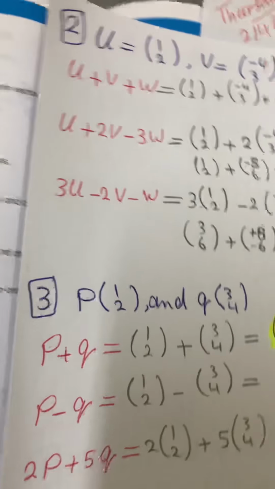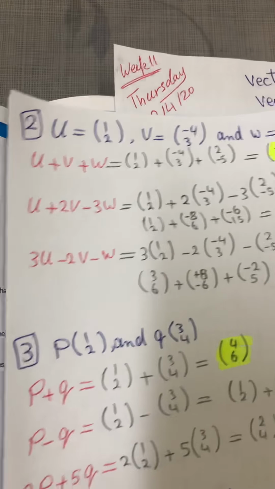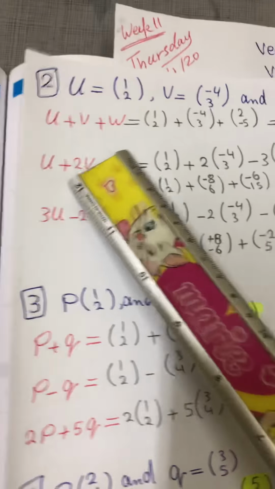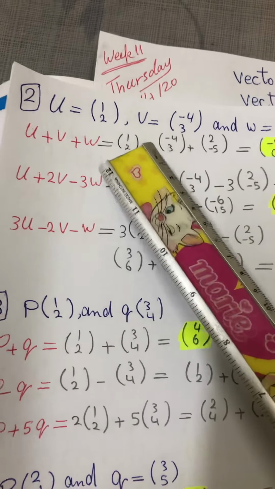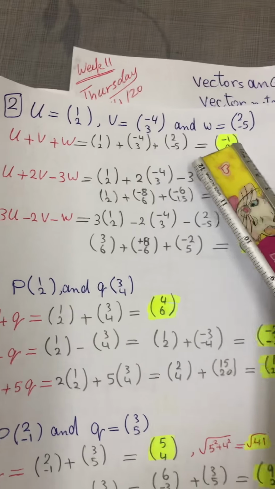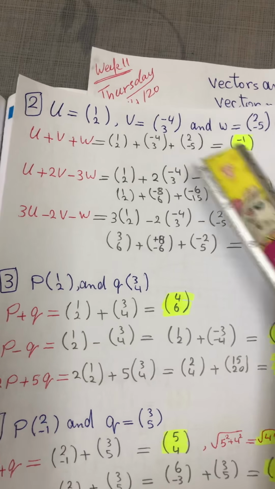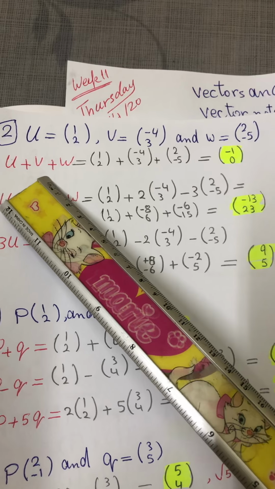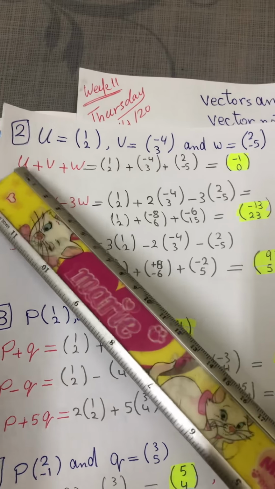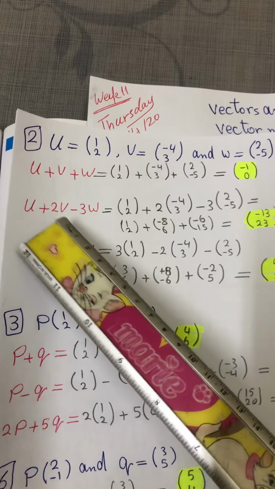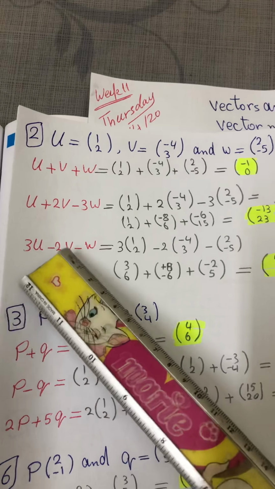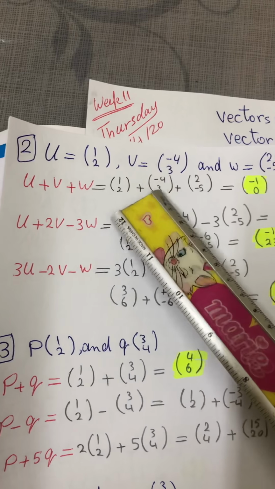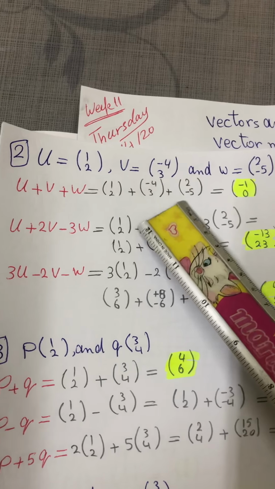Okay. Now, I am still in exercise 1, page 232, question number 2. Given U is 1, 2, V is negative 4, 3, and W is 2, negative 5. Find and express, simplify and express: U plus V plus W, U plus 2V minus 3W, 3U minus 2V minus W. Start here. This is U, 1, 2. This is V, negative 4, 3. This is W, 2, negative 5.